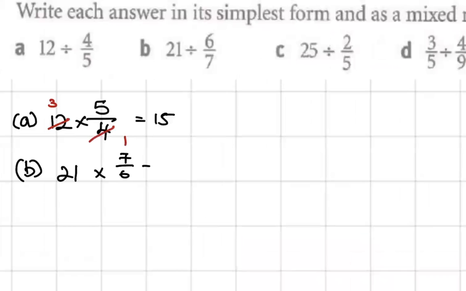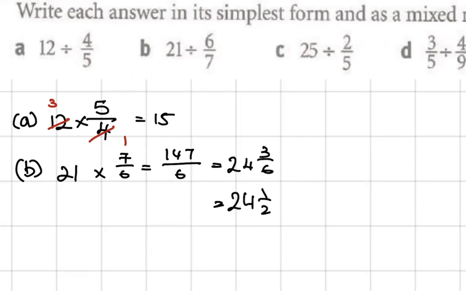Anything that we can do here? No, there's nothing we can do. 7 times 21 is 147 over 6. Divisible by 6. Change it into a mixed number. 6 times 2, 12, 6 times 4, 24, 3 over 6. 24 and a half. Right? Let's try again. 147 divided by 6. Yes, that is correct.